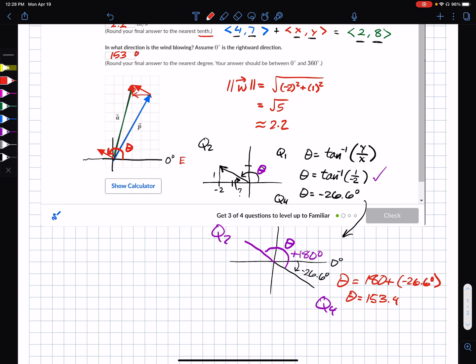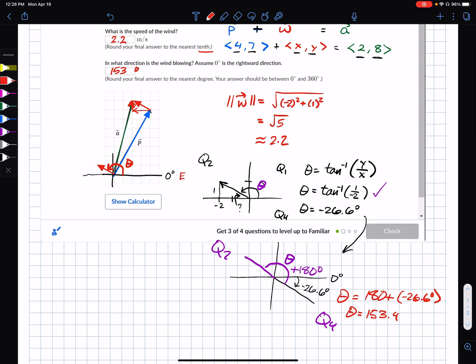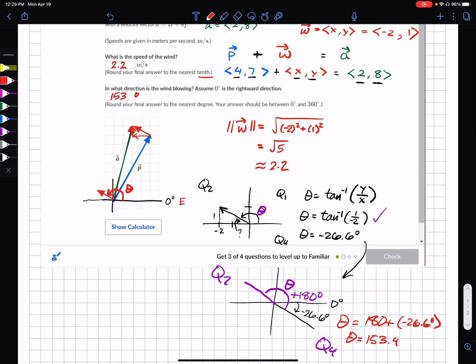All right, now that is the angle that's pushing us from the blue vector to the green vector at a speed of 2.2 meters per second. I hope that helped.